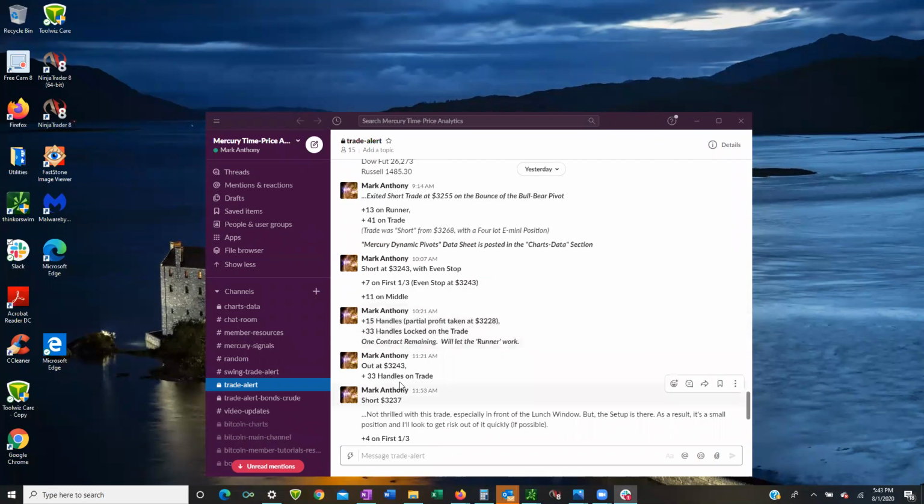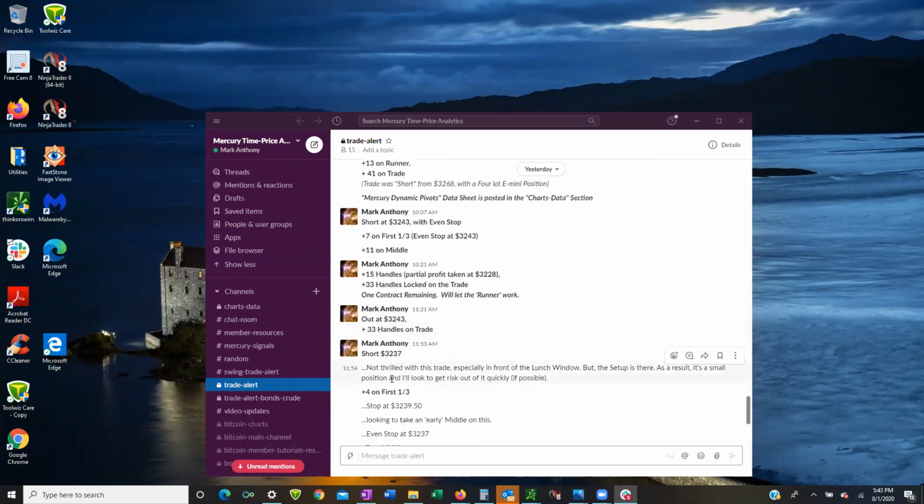What did we end up with on that one? 33 on that trade. This is why algos are way smarter than human traders. After that entry short at 43, entered short again at 37, and this is the note.